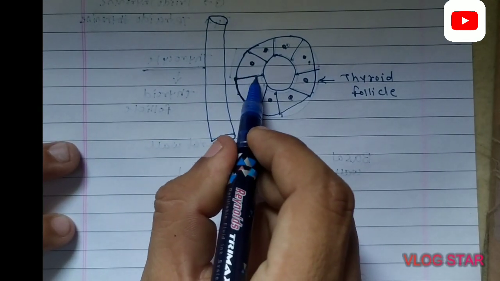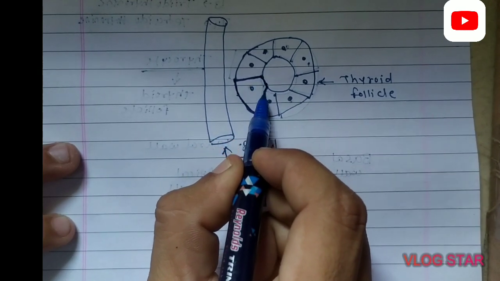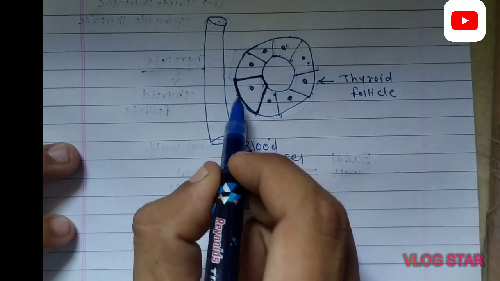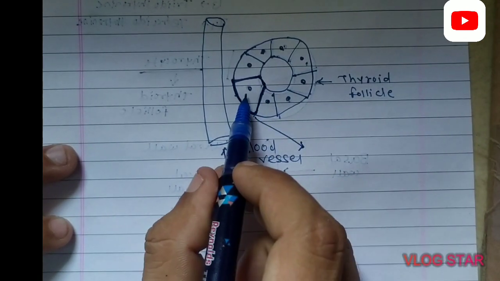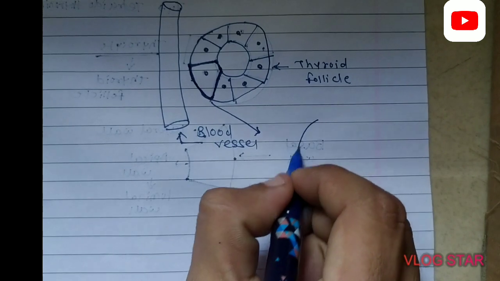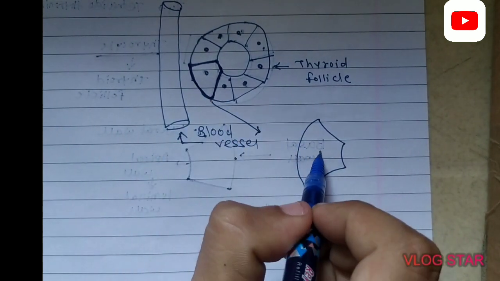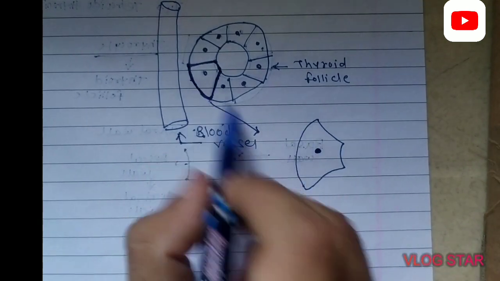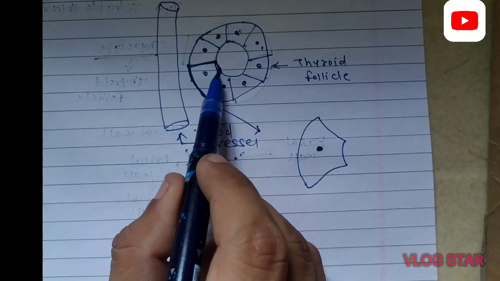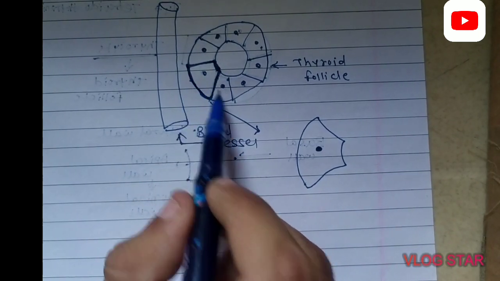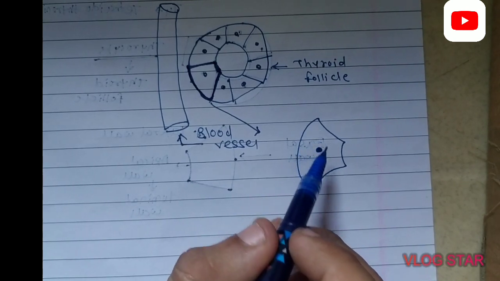So let us take one single thyrocyte cell. I will take this piece of thyrocyte cell down here. This is one single thyrocyte cell, nucleus in the center. This is the thyroid follicle. This is the basic and functional unit of the thyroid follicle.